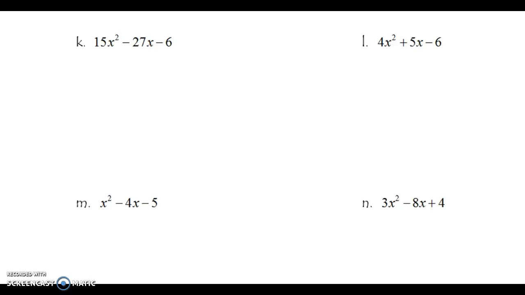All right, here's a couple more examples. Let's do K. So when we look at K, I look at 15, 27, and 6. I notice that they're all divisible by 3. So I'm going to take out a common factor, or a GCF of 3. I can't take out an x because this last term is a constant.